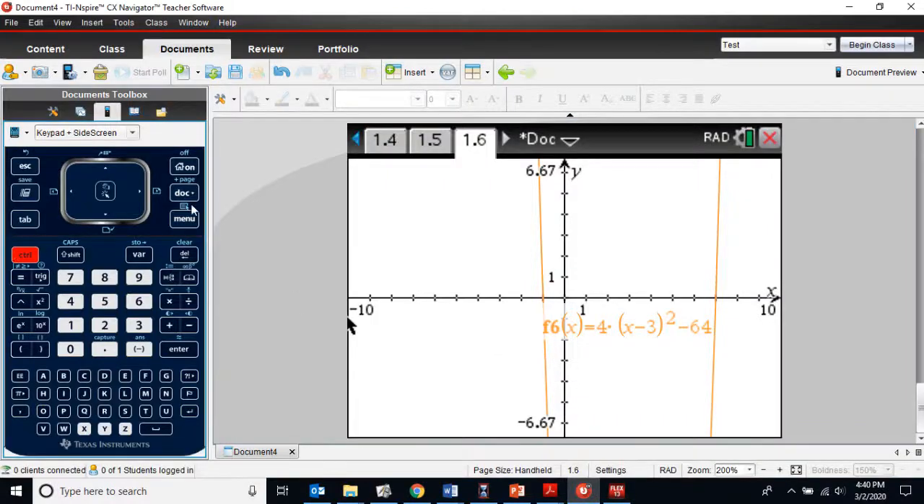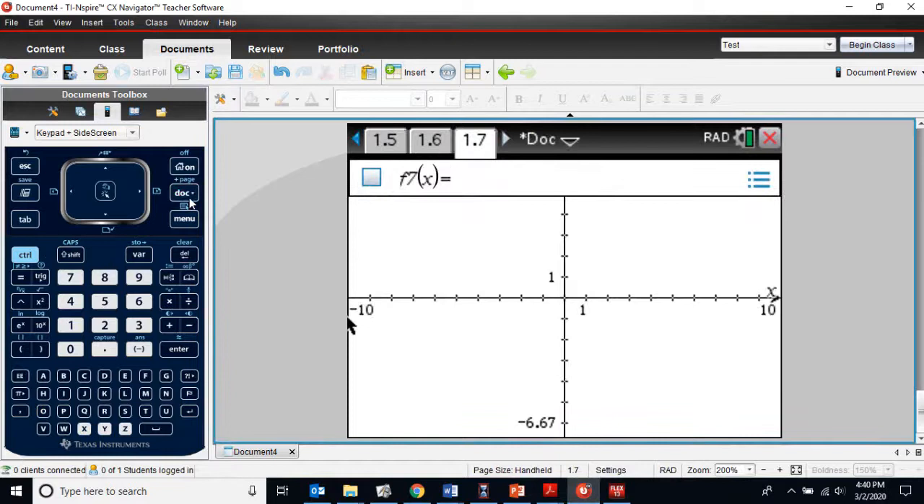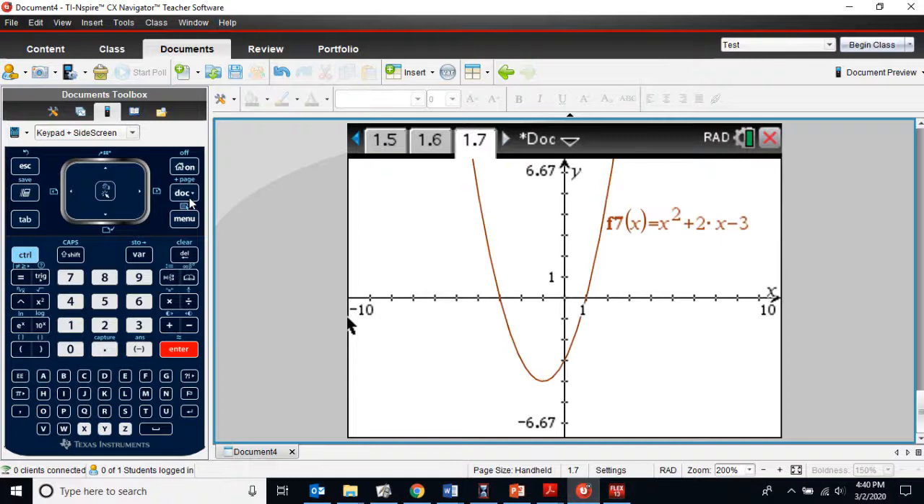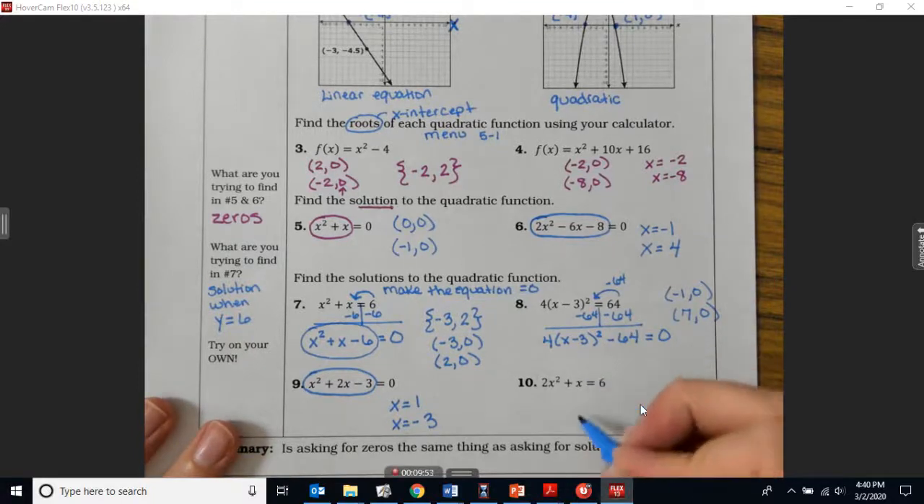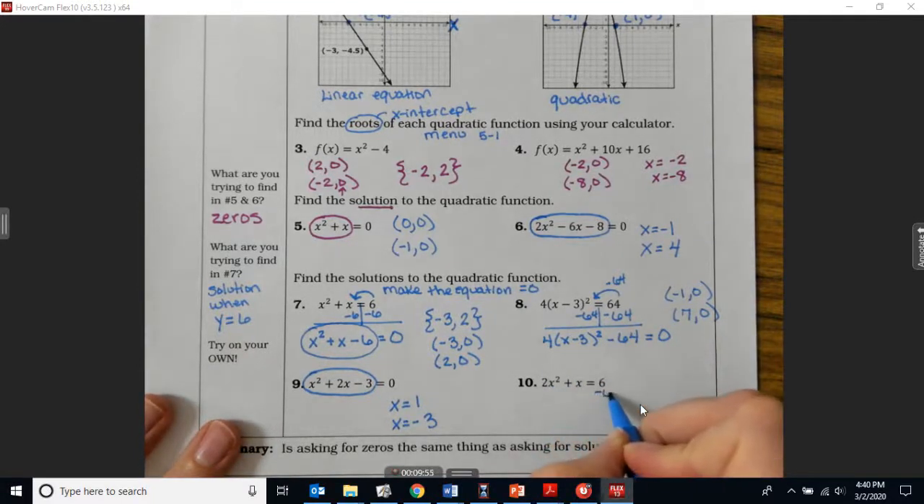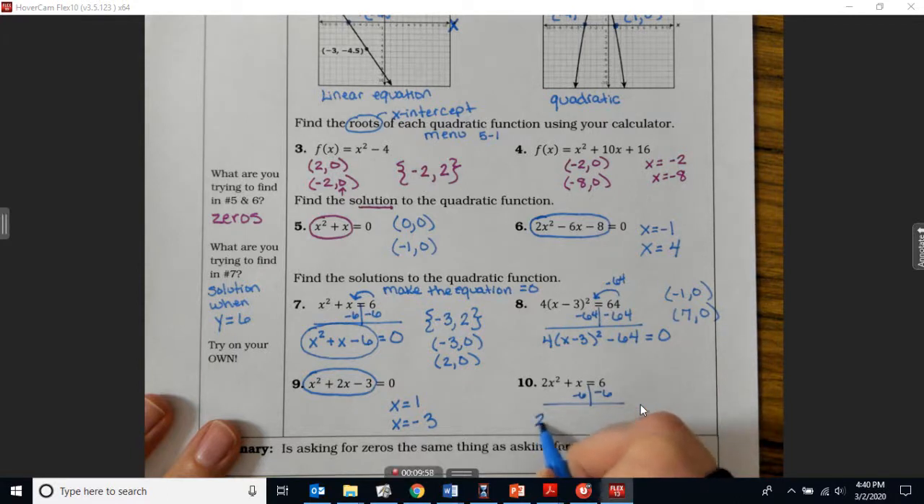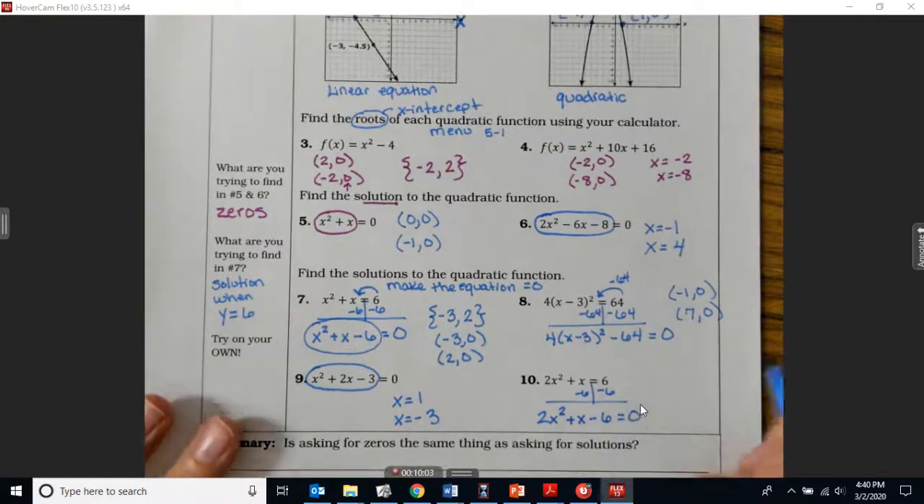Okay, on number 9, the correct answer, if we typed it in, x squared plus 2x minus 3, the correct answer was +1 and -3. So x equals 1 and x equals -3. On number 10, remember you have to move the 6 over. So we're going to -6 on both sides. So I have 2x squared plus x minus 6, and now it equals 0.